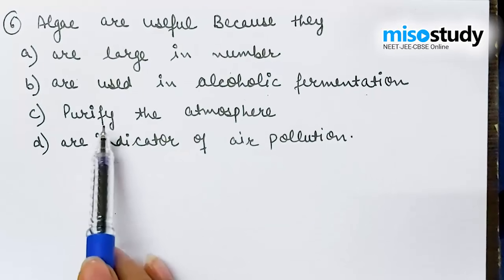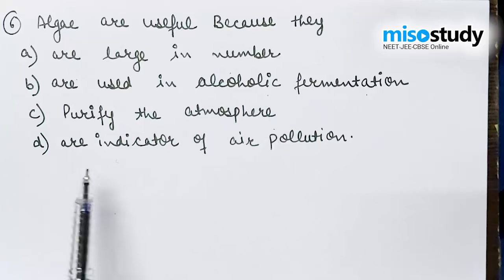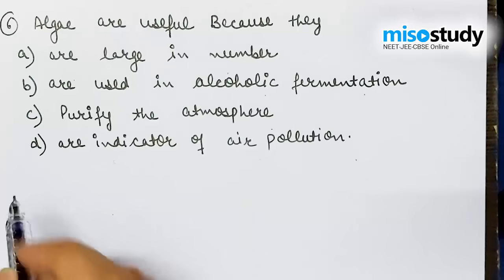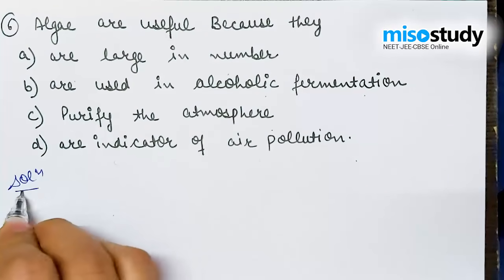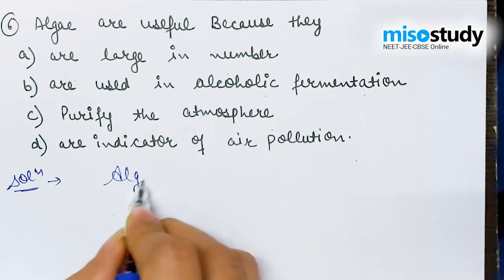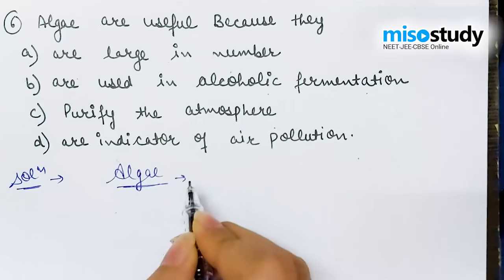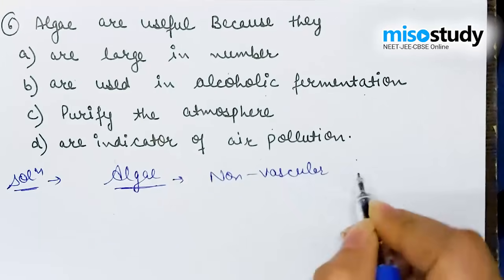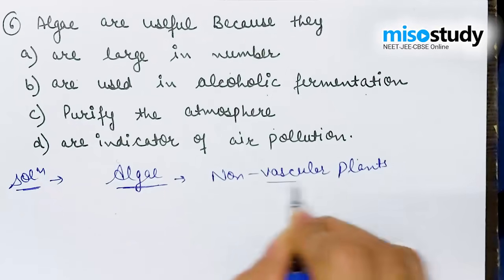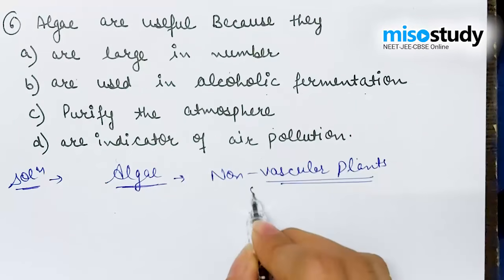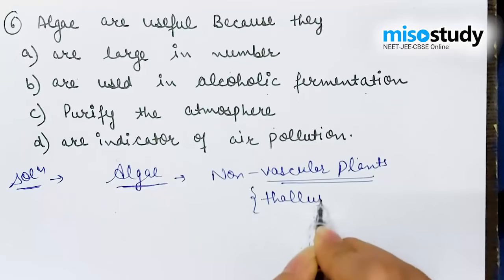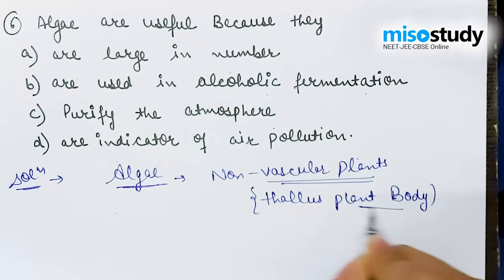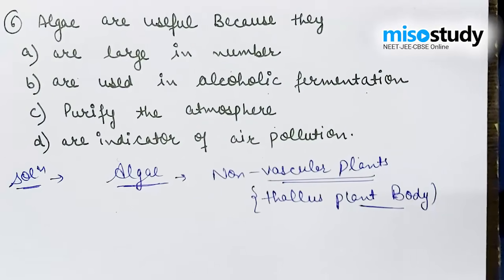The next question: algae are useful because they are, option A, large in number, option B, used in alcoholic fermentation, option C, purify the atmosphere, and option D, indicator of air pollution. In the previous session as well we discussed algae. As we all know, algae are non-vascular plants that generally are present in the form of a thallus plant body.